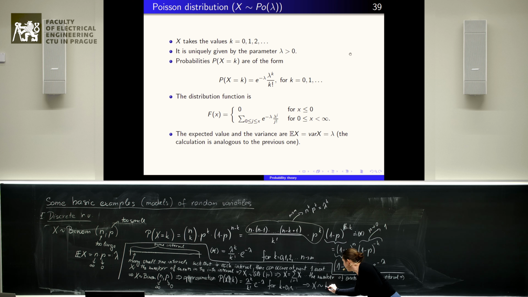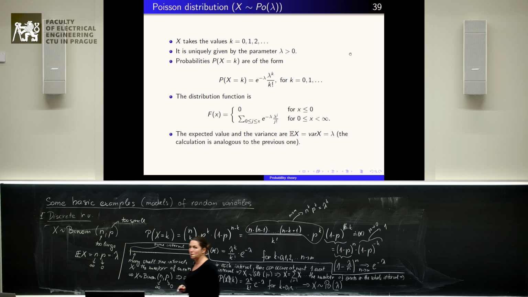We write it again briefly that x has the Poisson distribution, and it is given by only one parameter, lambda. And how to calculate the examples in practice? When we calculate the examples in practice, this lambda is the most important term. In fact, it is the only important number which we need to know.